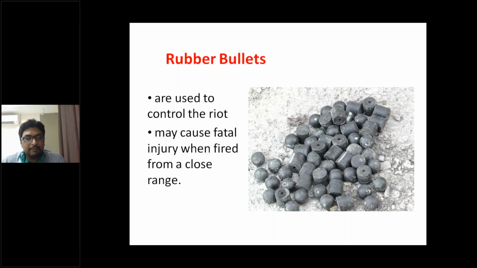Rubber bullets. Rubber bullets are used mostly to control riots. So whenever there are strikes or any large group of people, the police will use these rubber bullets, but sometimes it can be fatal also. If they hit the eyes or very sensitive parts, it can cause damage, and may cause fatal injuries when fired from a close range. So rubber bullets are used to control riots.